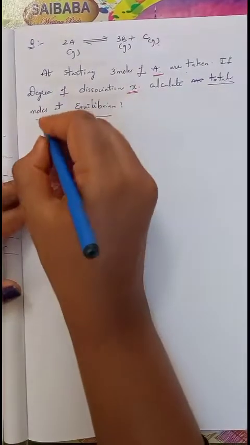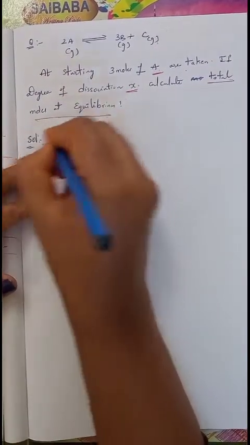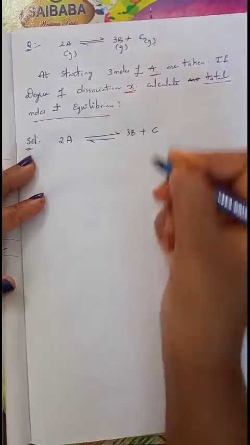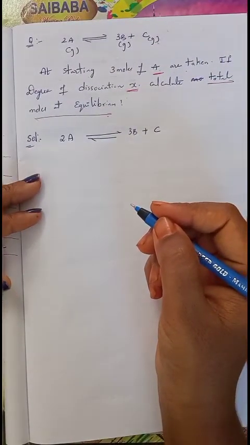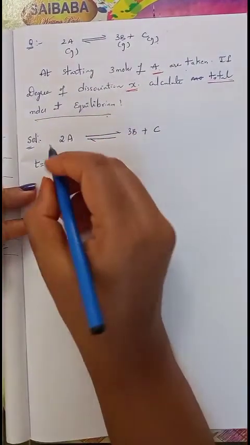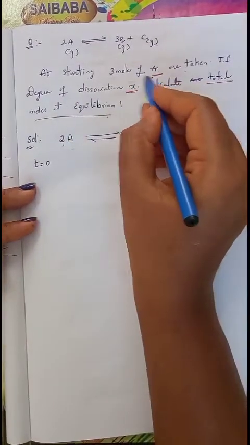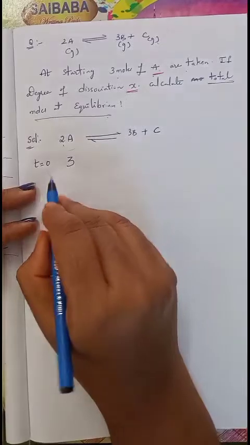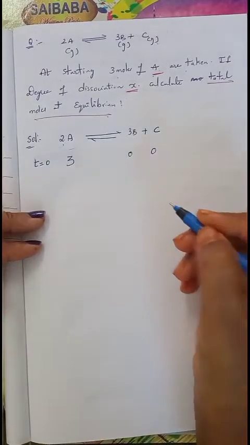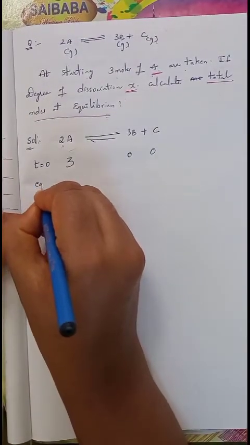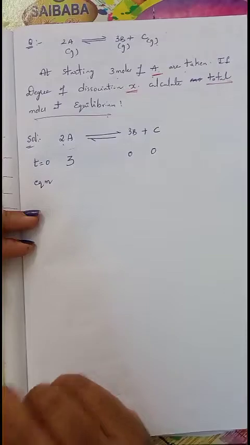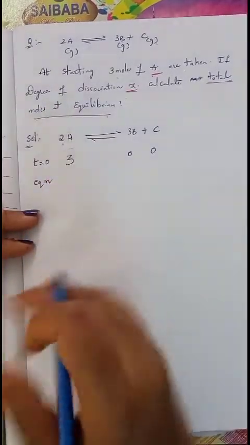First write down the reaction they have given: 2A gives rise to 3B plus C. All are in gaseous state only. First find out the amounts at time equals 0, that means the reaction has not yet started. The number of moles of A is 3, so you just write down 3. Before starting the reaction there is no formation of product, so you may take the number of moles of products as 0. Then we want to find out the moles at equilibrium. At equilibrium some amount of the 3 moles of A got dissociated.